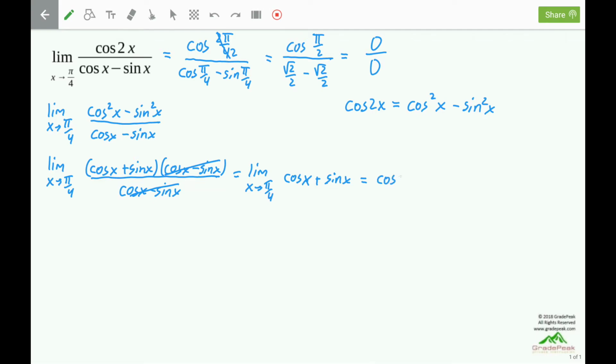So now we will do that, and we will have the cosine of pi over 4 plus the sine of pi over 4, which gives us root 2 over 2 plus root 2 over 2. They are already over a common denominator. We can add them together to be 2 root 2 over 2, and the 2's can cancel out to give us root 2.